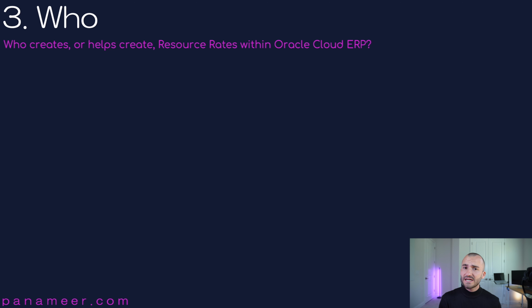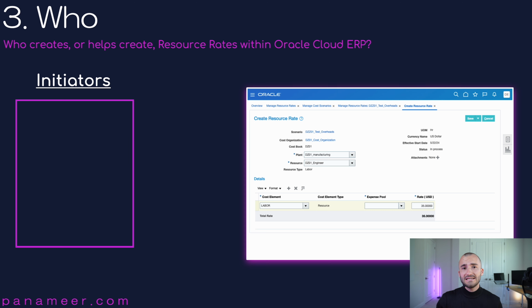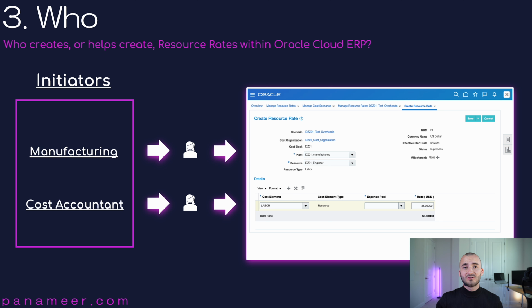Third, who creates or helps create resource rates in Oracle Cloud ERP? Interestingly enough, this does not occur in cost accounting only, so the real initiator here is manufacturing. So in manufacturing you will define the resources, but the cost will be assigned in cost accounting.